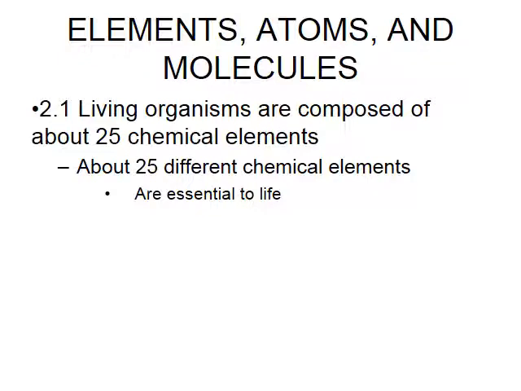All right, elements, atoms, and molecules. Living organisms are composed of about 25 chemical elements. There's a lot more than that. There's 92 naturally occurring ones, and there's a whole bunch more. I think we're up to 116 right now. It keeps changing. Only about 25 are really essential to life, the ones we find here on Earth that we use in our bodies.